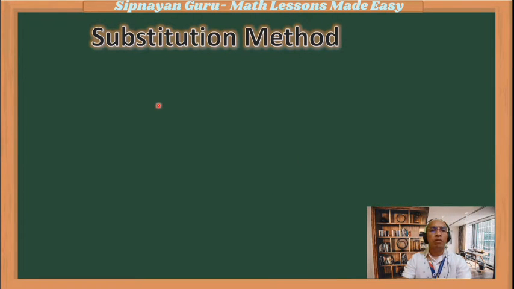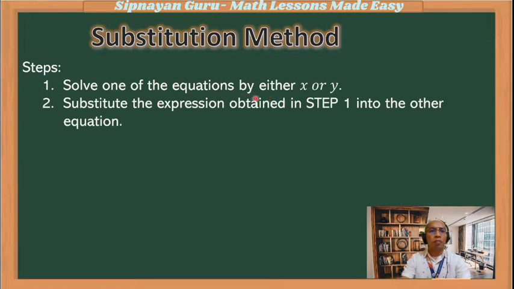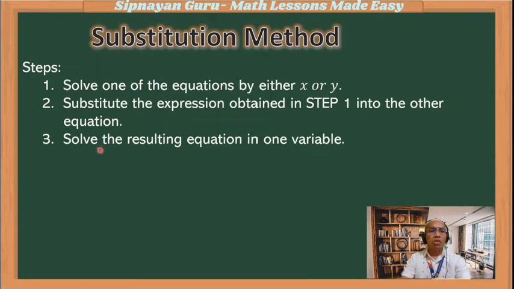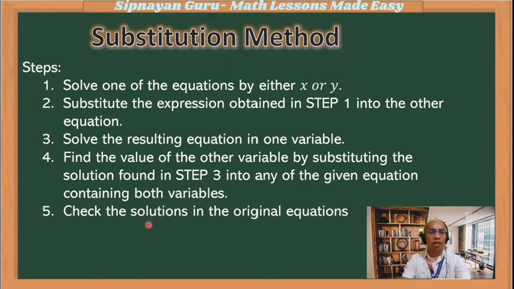These are the steps in solving systems of linear equations by substitution method. First, solve one of the equations in terms of either x or y. Step 2, substitute the expression obtained in step 1 into the other equation, then solve the resulting equation in one variable. Then find the value of the other variable by substituting the solution found in step 3 into any of the equations containing both variables, and check the solutions in the original equations.